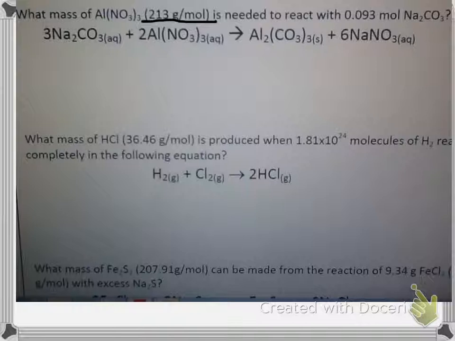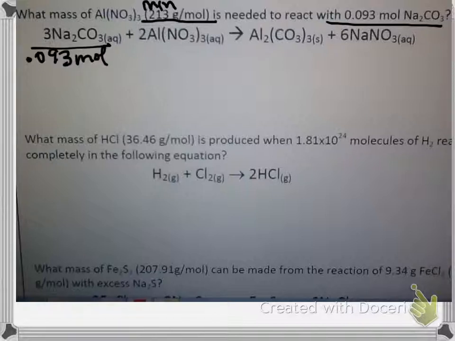So what are we given in this problem? Yes, we're given the molar mass of aluminum nitrate, but the molar mass is a conversion factor. So that's not our given unit. That's a quantity we're going to use to solve the problem. What we're actually given is 0.093 moles of sodium carbonate.